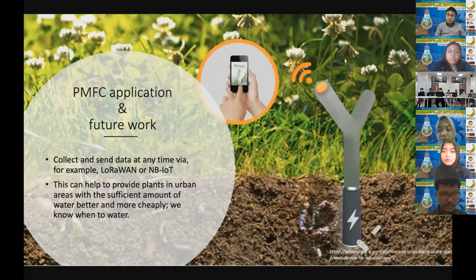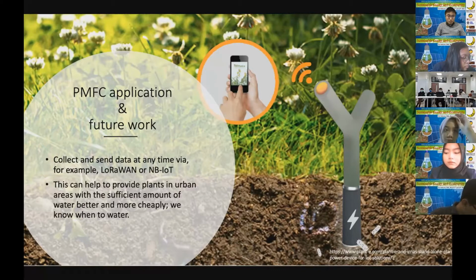And recently, PFCs have been used in many areas. And here is an example using plant microbial cells to provide the energy and connect with a sensor, and also use the technique of LoRa and IoT. And it can make the plants control the watering by themselves and also save water. I think it's a quite interesting PFC application for future work. So I am sharing the ideas with you. And this is my presentation today.